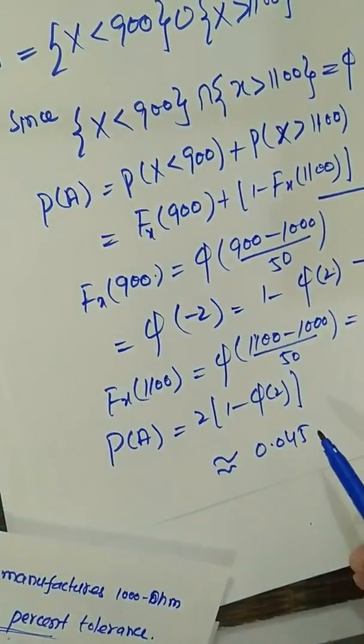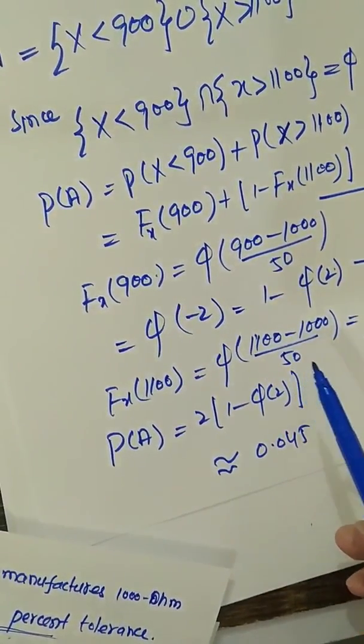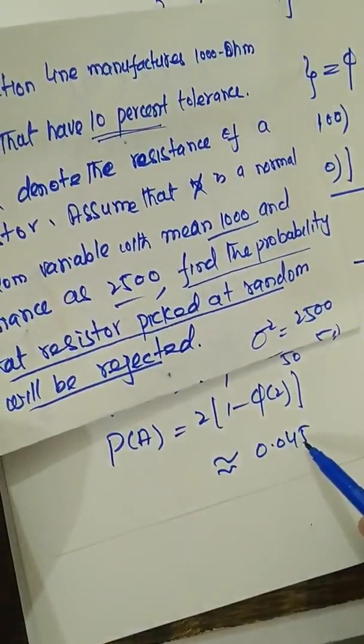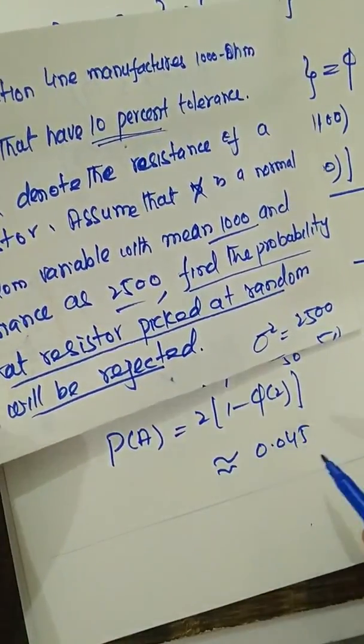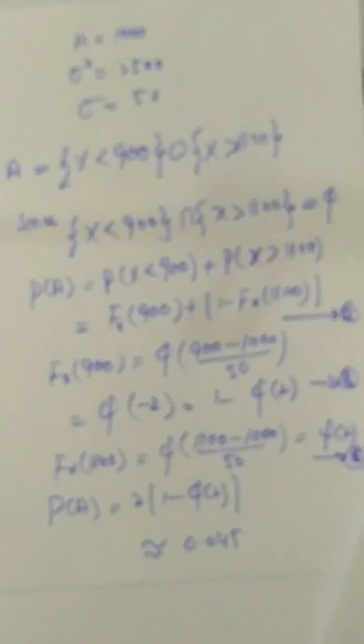Hence the probability for the rejection of this resistor would be 0.045. Thank you. Next we will see other forms of distribution, like the binomial distribution and Poisson distribution, in the next lecture.